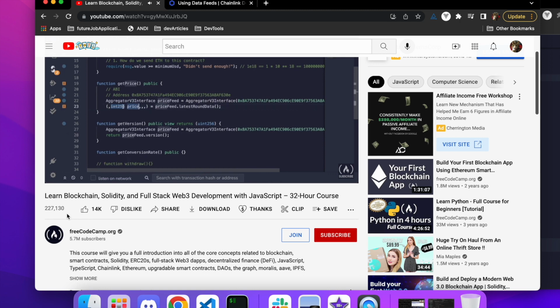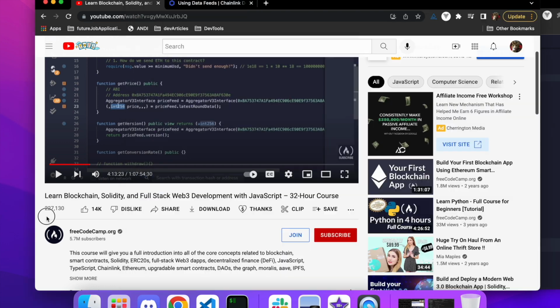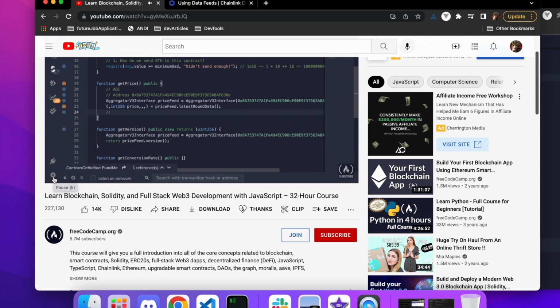The reason that price is an int 256 and not a uint 256 is because some prices or some data feeds could be negative here. So it's a regular int 256. It still does not like it being unused. Int 256 so it can stay flexible. Now that we have the price, this is going to be the price of ETH in terms of USD.